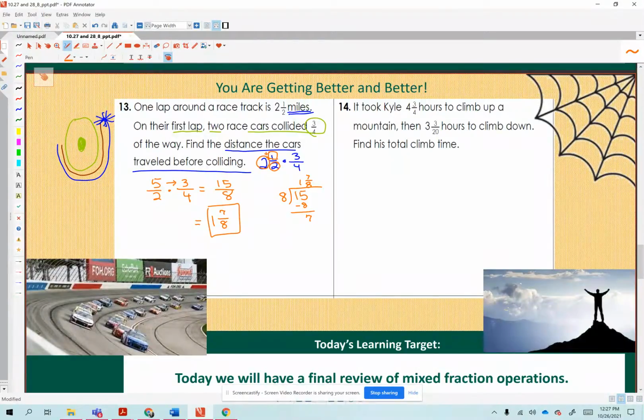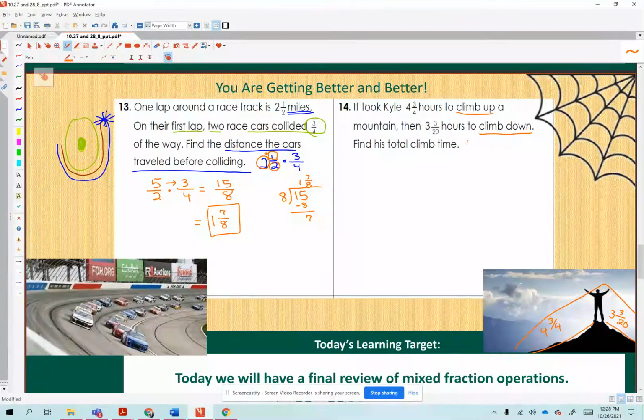And let's look at number 14. It took Kyle 4 3/4 hours to climb up a mountain, then 3 3/20 hours to climb down. Find his total climb time. Okay, so 4 3/4 of an hour to go up, 3 3/20 to come down. We want the total up and down, so we will need to add these numbers.